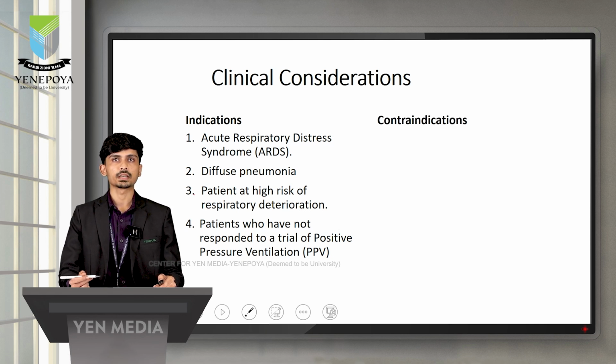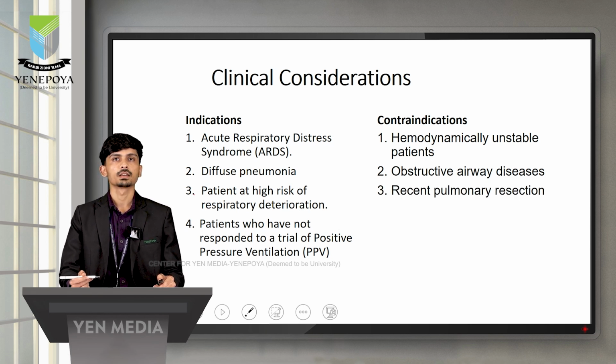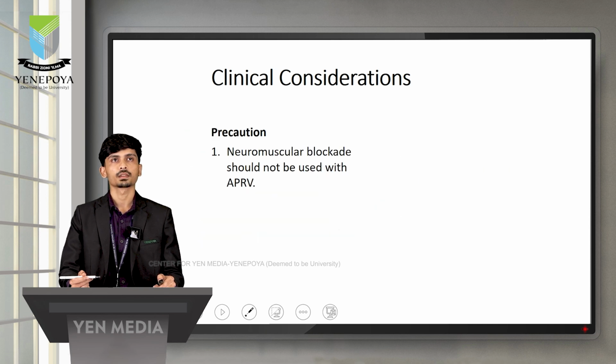Moving on to contraindications: hemodynamically unstable patients. Since we are using high levels of pressure in this mode, it can further deteriorate the patient's hemodynamic stability. Hence, it's contraindicated. We are not advised to use this mode in these kinds of patients. Obstructive airway diseases, since it can worsen the air trapping, we are not using this mode in obstructive airway diseases. Recent pulmonary resection as well as untreated pneumothorax.